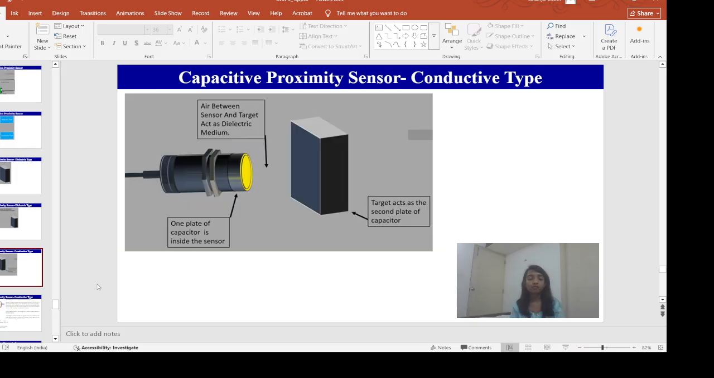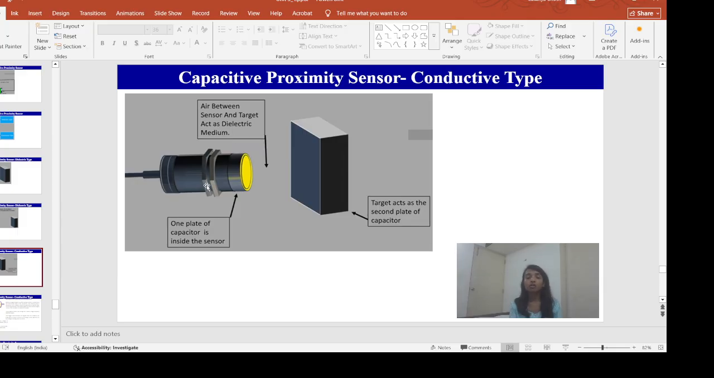So the next type of capacitive proximity sensor is the conductive type. In this conductive type capacitive proximity sensor, the target should be conductive. This is my capacitive type proximity sensor. In this sensor, we have one plate which acts as one plate of the parallel plate capacitor, and the target acts as the second plate, and in between this sensor and this target, we have air acting as a dielectric.